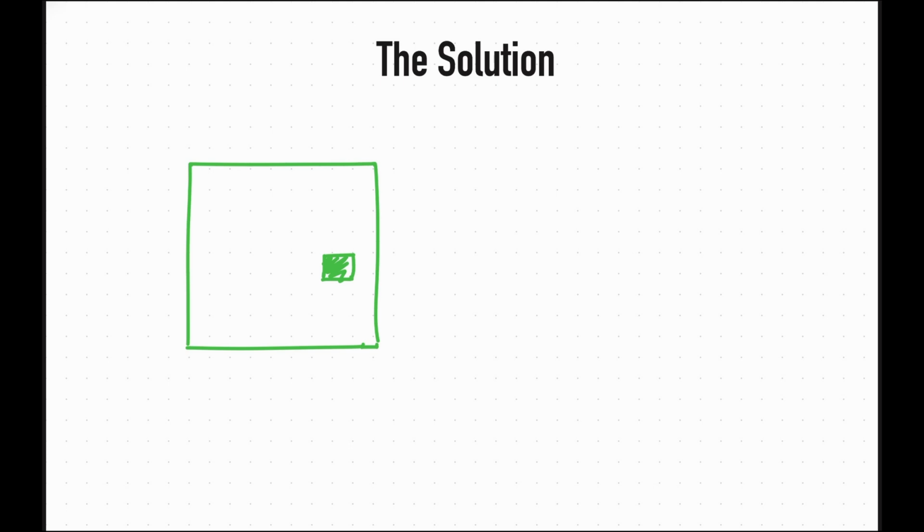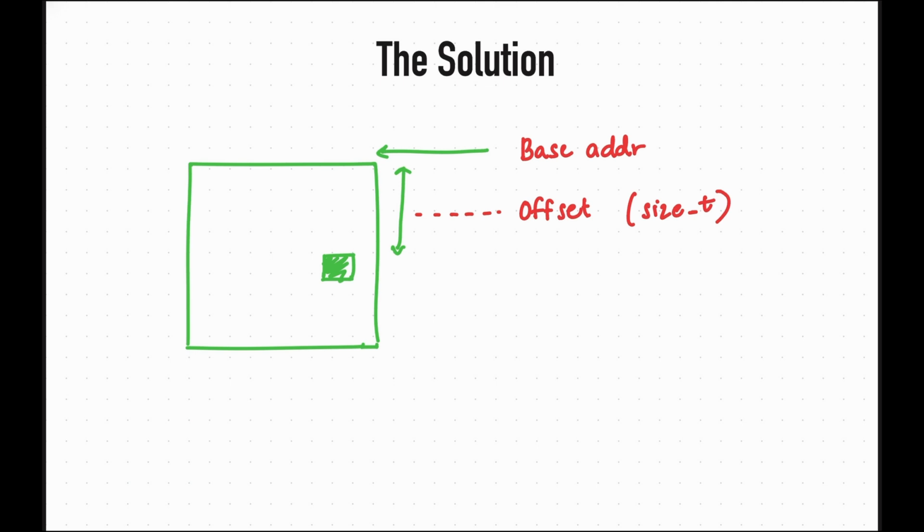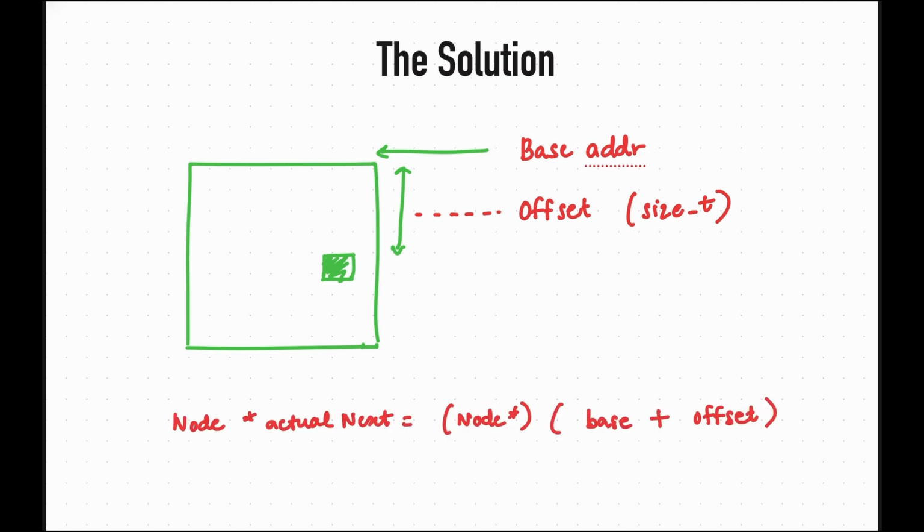One of the easiest solutions is to use the base address of the shared memory and pair it up with the offset of the memory address to access the real data. So basically, when accessing the next node, we compute the real address by adding the offset to the base address. As each process knows the base address of the shared memory, it is sufficient to store the offset in the data structure. So to find the actual address, we can use this formula.